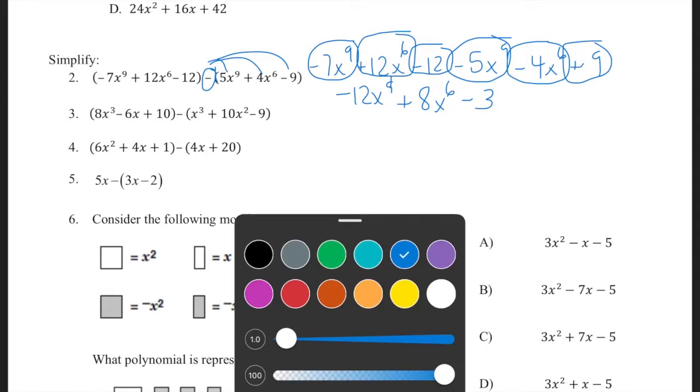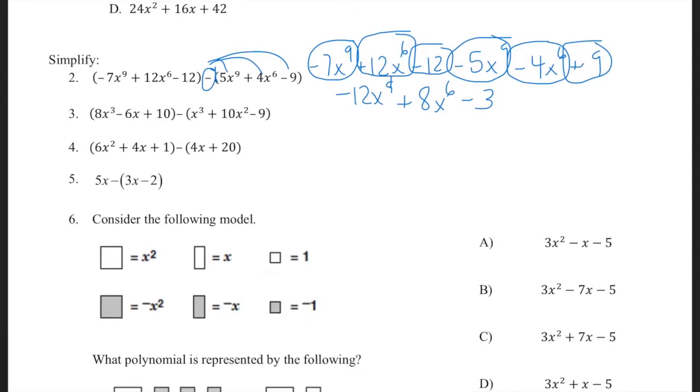For number 3, let me change colors. These are all going to run together here in a minute. I have another minus, so I'm going to be distributing negative 1 here. So I have 8x to the 3rd minus 6x plus 10 minus x to the 3rd minus 10x squared plus 9. So 8x to the 3rd minus x to the 3rd is 7x to the 3rd.